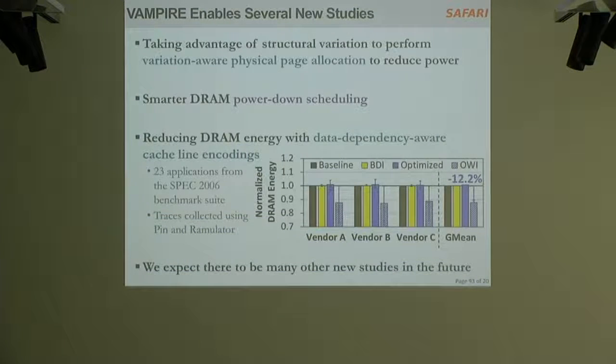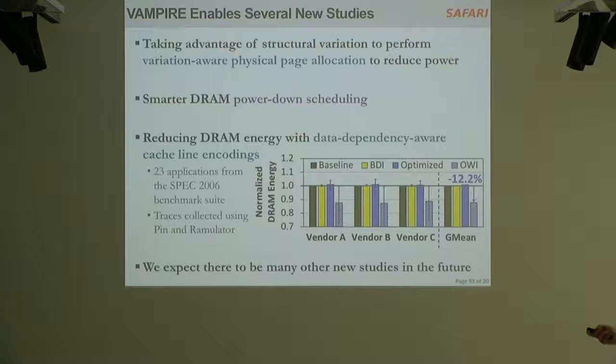Okay, so what can you do with it? Essentially, you can imagine new studies that can be enabled if you have this sort of power model that's good. For example, we propose some things. We don't evaluate all of them. You can take advantage of structural variation to perform variation-aware physical page allocation to reduce power. Basically, frequently accessed pages can go to low power parts of the DRAM, and I think it's a good idea. We just didn't evaluate it. You can do smarter DRAM power down scheduling, whatever that means. You can read the paper.